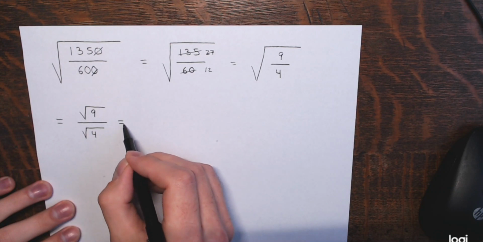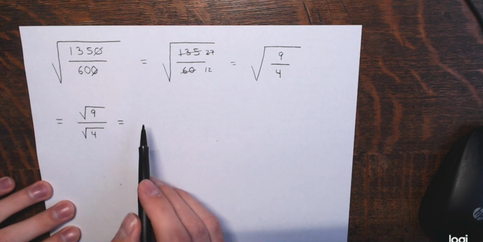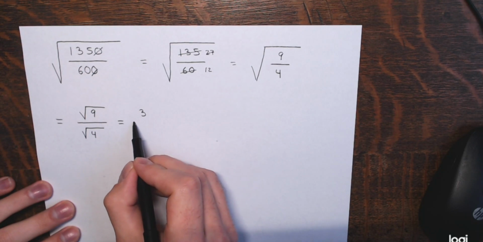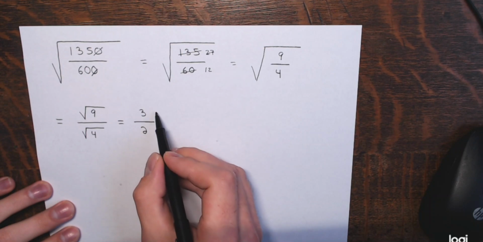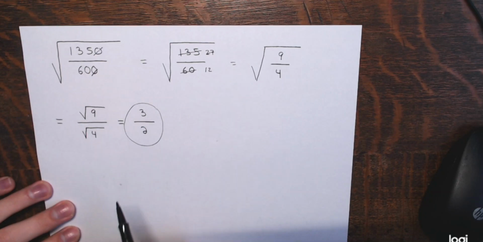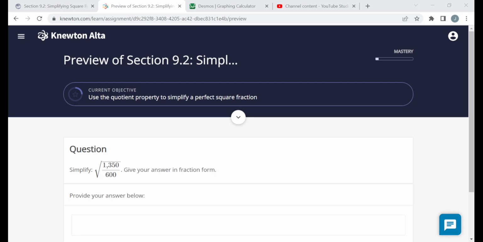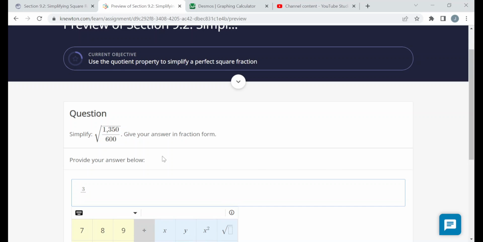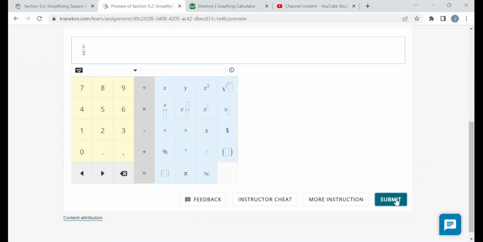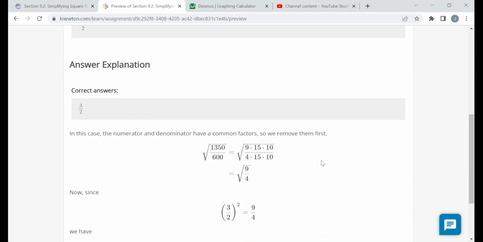And don't forget, this is the principal square root, the positive square root. So don't put plus or minus, right? This is supposed to be positive. Positive 3 is the square root of 9. And this principal square root of 4 is positive 2. So my final result here is 3 halves, right? 1.5. But they ask us to give the answer in fraction form. So this all simplifies down to 3 halves. Okay, good.